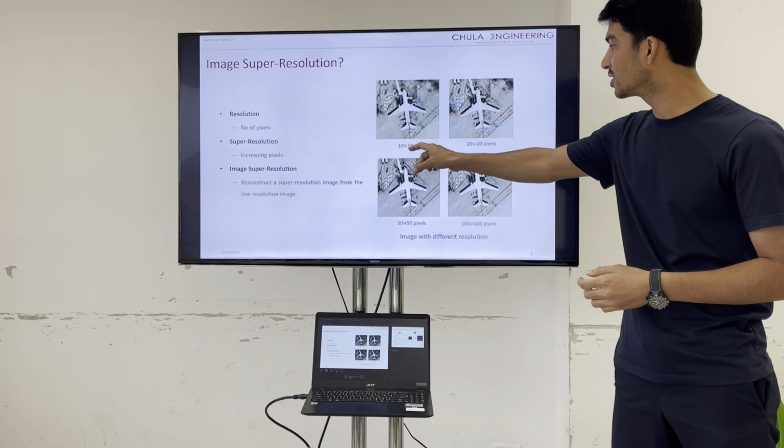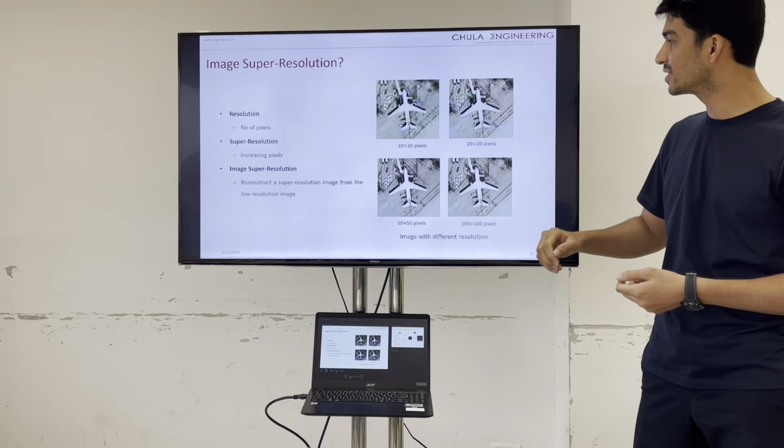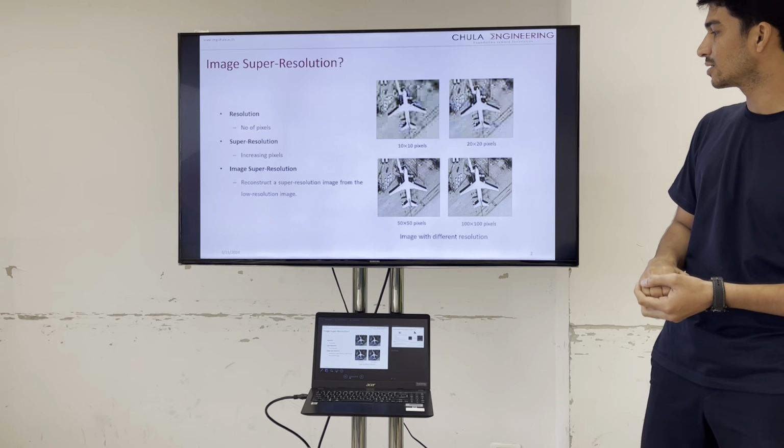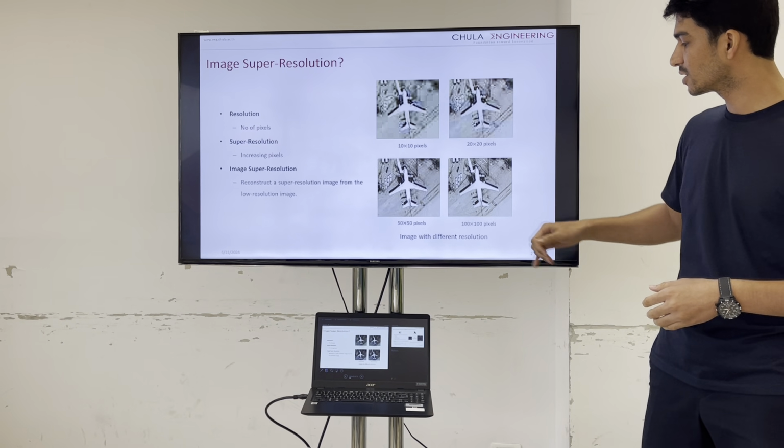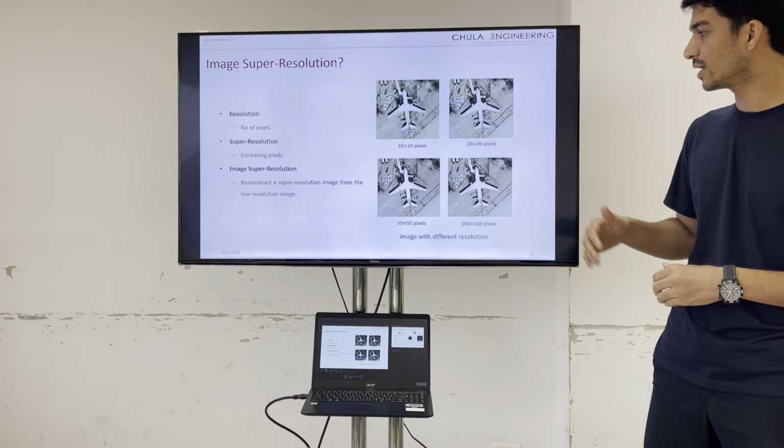As we can see in the picture, the first picture has 10 cross 10 pixels, the second 20 cross 20 pixels, and the same for 50 and 100. As we increase the pixels, we can see the picture is clearer and super resolved.